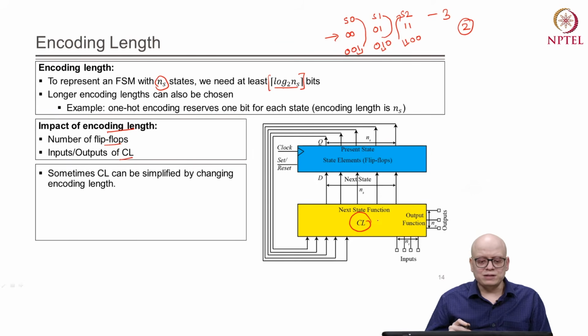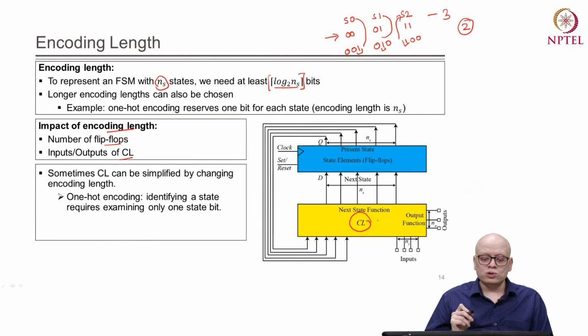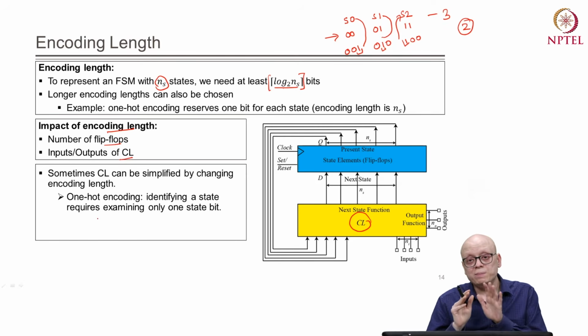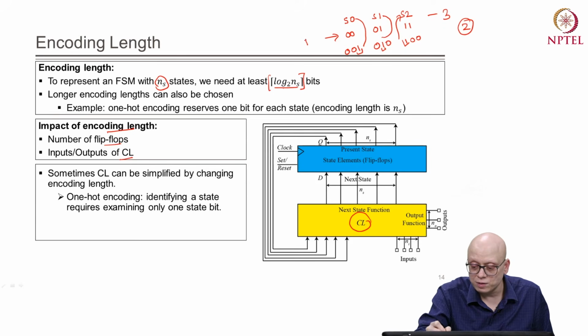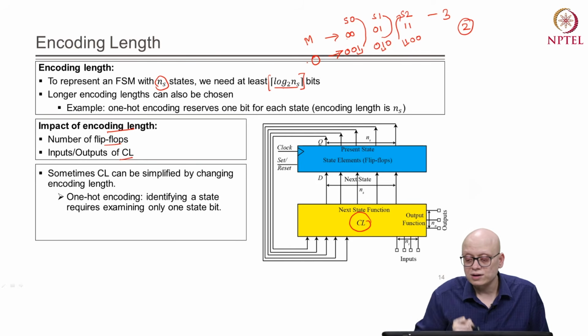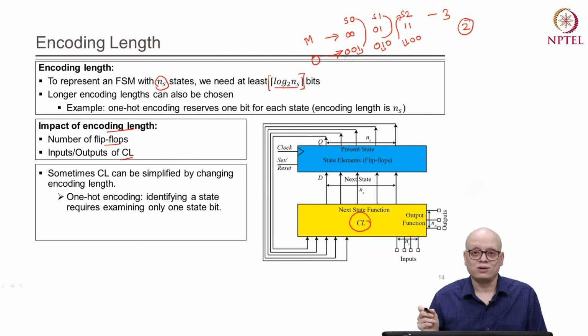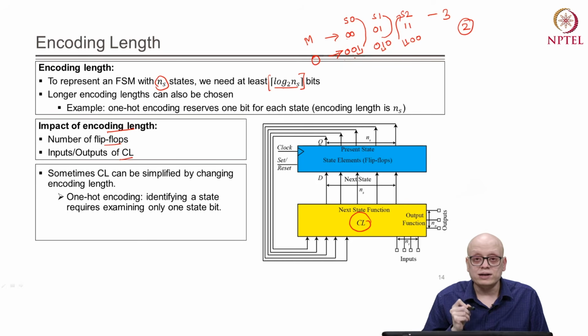For example, sometimes the combinational logic block can be simplified by changing the encoding length. Compare this encoding scheme, which is minimum, and this encoding scheme, which is 1 hot, right. In 1 hot encoding, if you want to identify the current state, we can just look at one of the bits and find out, right. Identifying whether we are in a given state is very easy in the 1 hot encoding scheme.